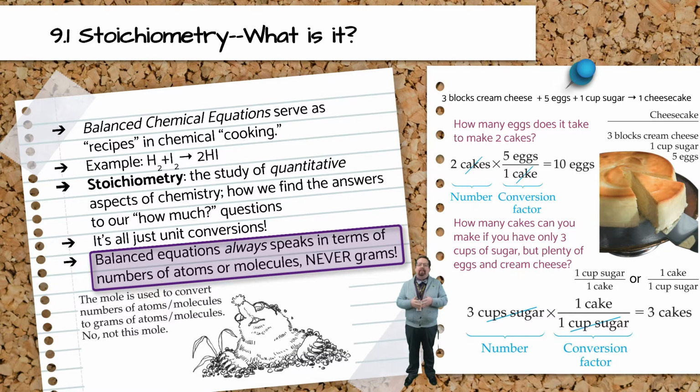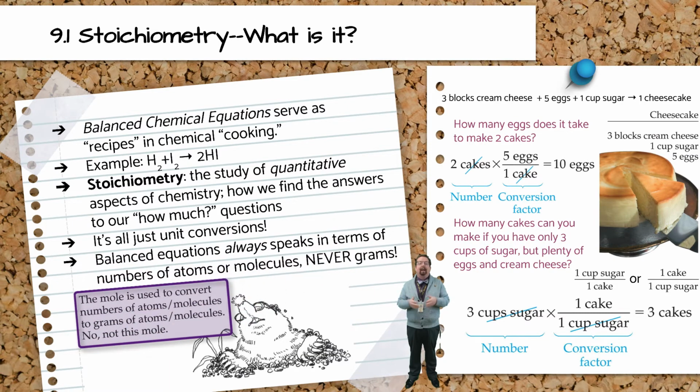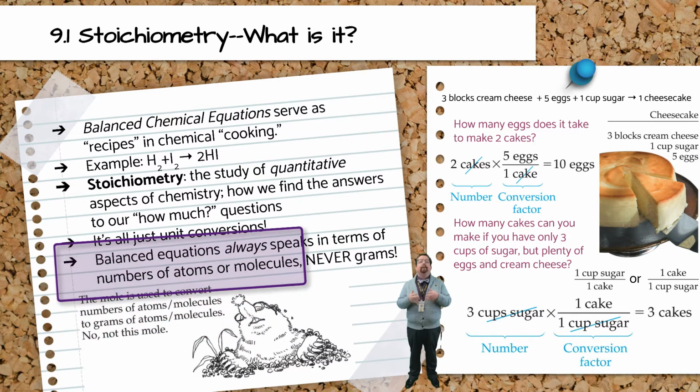That doesn't really help us figure out how many cheesecakes we could make. But if we know that each block of cream cheese has a mass of 8 ounces, then we can convert the mass to the number of blocks and then convert that number to the number of cheesecakes. Our substances in a chemical equation work the same way. But to convert from mass to molecules, we need something called the mole.